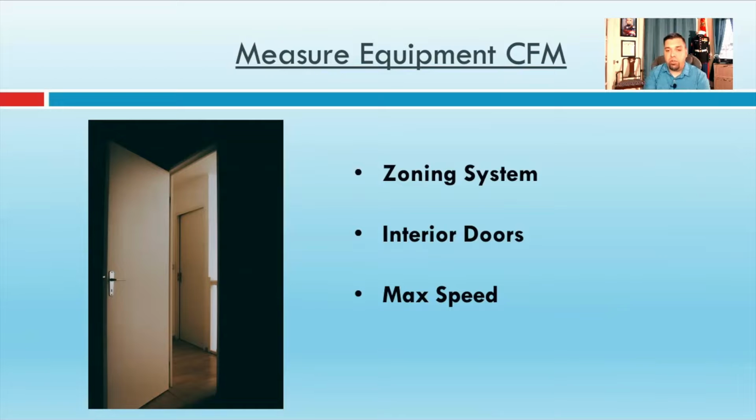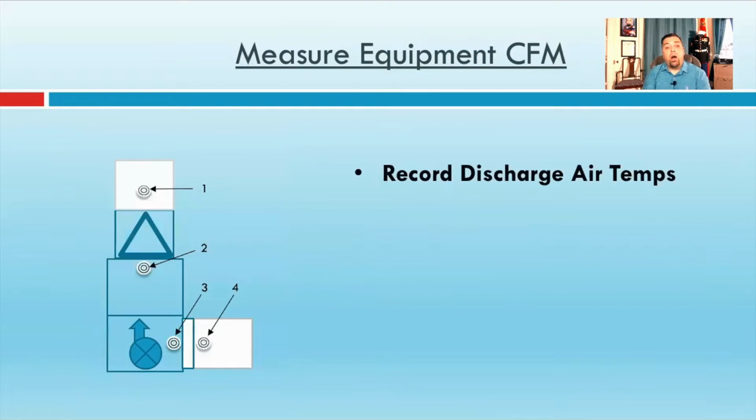Start with all the interior doors open. And then of course, your airflow has to be at max speed of what it's going to operate at. So if your max speed is in heating on a gas furnace, great, operate it in heating. If your max speed is in cooling, operate it in cooling. All right, pretty simple.